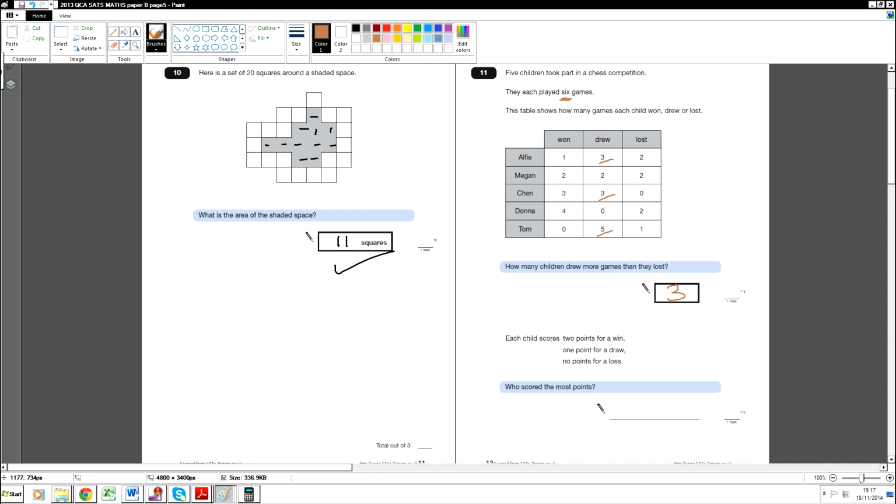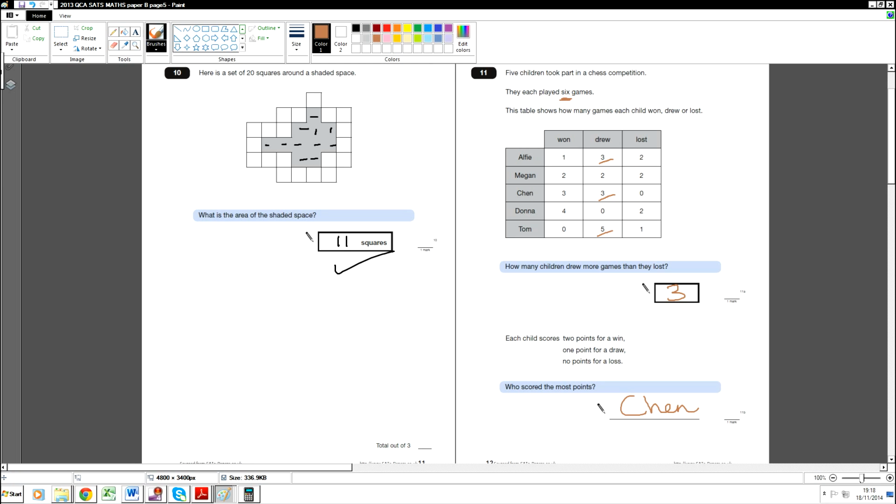Okay, each child scores 2 points for a win, 1 point for a draw, and no points for a loss. Who scored the most points? Okay, what do you get? Chen. Chen. Luna. Chen. Jonah. The answer is Chen. Okay, now let's see why.